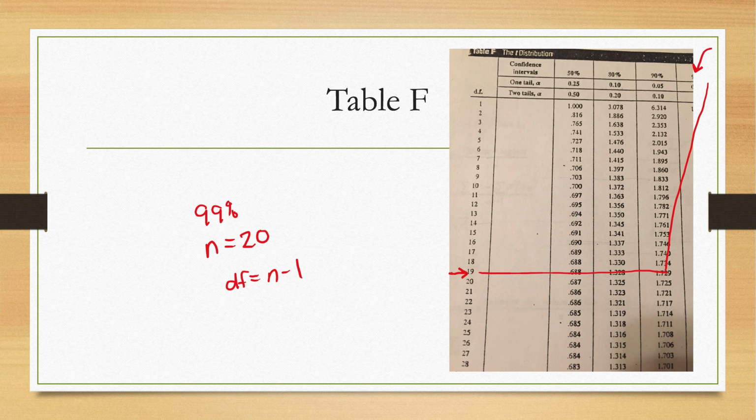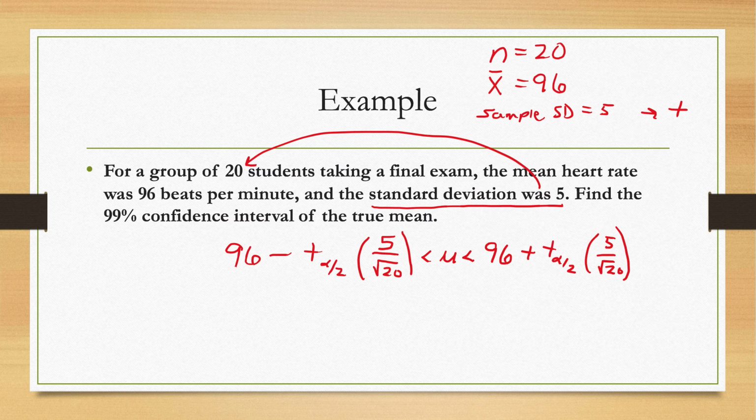Let me find that value on my table, and then we're going to go plug it in. You can grab your table and make sure that you can find it as well. 19 and 99% gives me 2.861. So that's the value that we want, 2.861. So I'm going to go back and plug it in, 2.861.